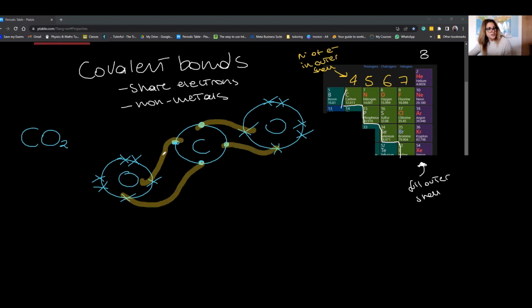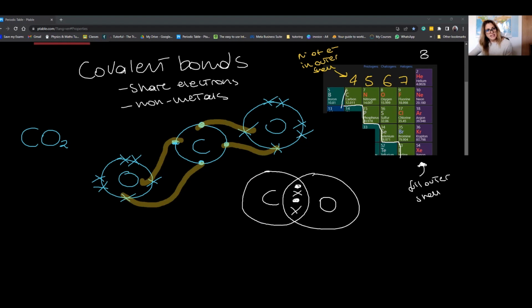So what do you notice? There are 2 lines in between each, which means that carbon is sharing 2 electrons with each oxygen, and each oxygen is also sharing 2 electrons with the carbon. And oxygen also has 2 lone pairs. So this is what it looks like with oxygen. Again, lone pairs. So I hope you understand the steps to take to do the covalent bonds.